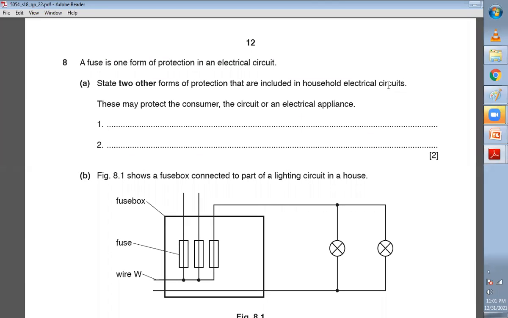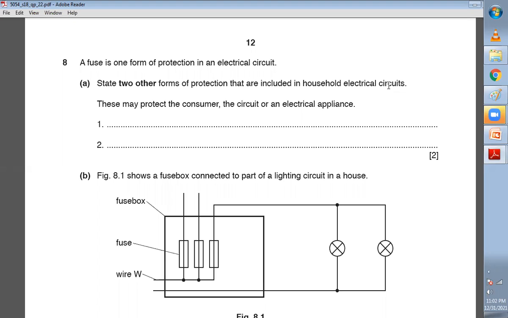A fuse is one form of protection in an electric circuit. State 2 other forms of protection that are included in the household electric circuits. These may protect the consumer, the circuit, or an electric appliance. We use circuit breakers, very famous thing.